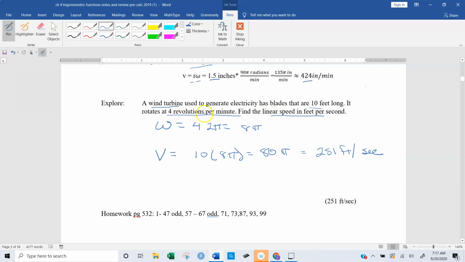So I got 4 revolutions per minute. I know it's 2 pi, or a full circle, which gives me 8 pi for my omega. Now, in order to figure out its velocity, or how fast it's going, I take my radius, which was my 10, multiply it by my 8 pi, and I get 80 pi. All right, doesn't mean a whole lot, right? Type it in your calculator. It's going 251 feet per second, and that is what is going to create our energy.